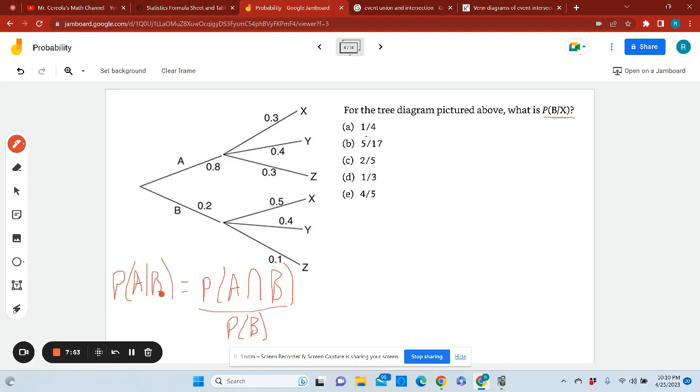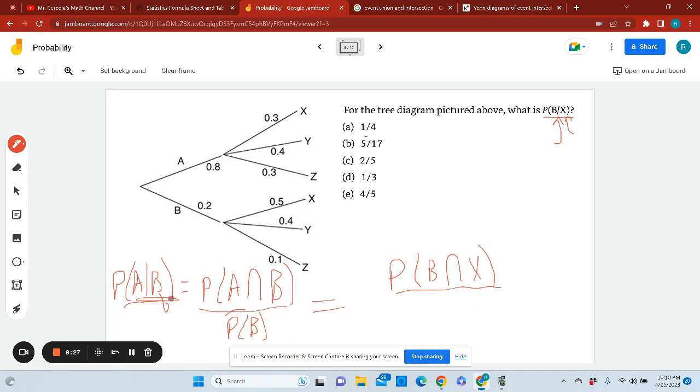But they're not asking us about A and B, they're asking us about B and X. So really all I have to do is rewrite this formula over here in terms of B and X, and I'll be able to figure out what I'm supposed to do with this tree diagram. So instead of A and B, we're dealing with B and X. So the numerator is going to be the probability that both B and X happen. And the denominator is just going to be the probability that X happens.